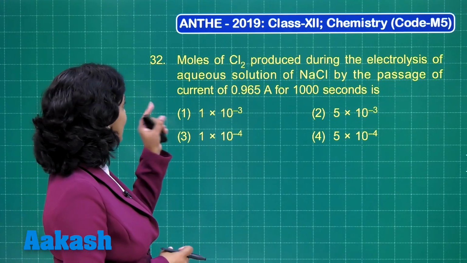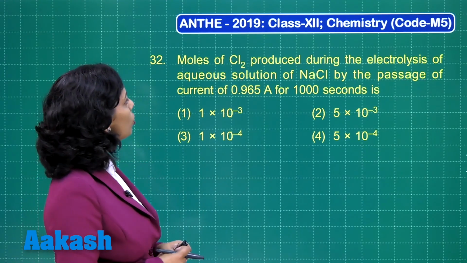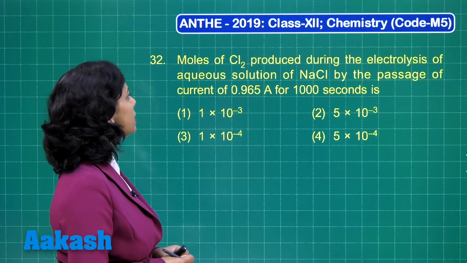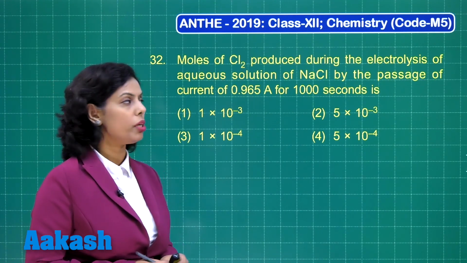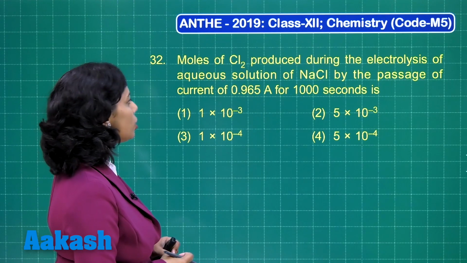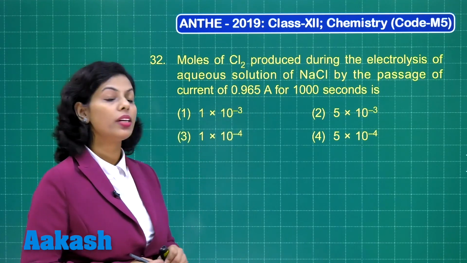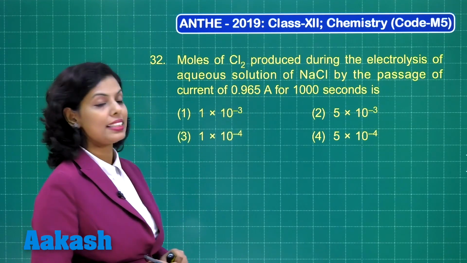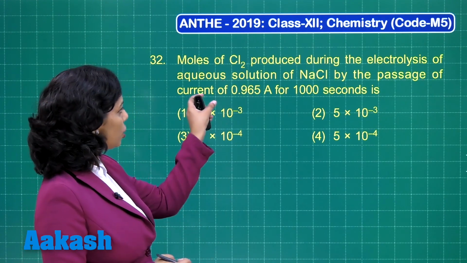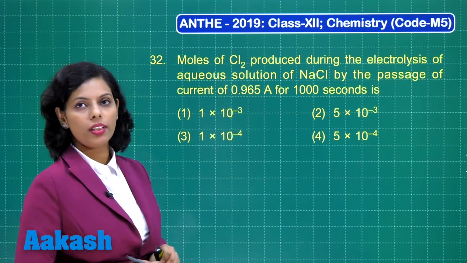Now students, here's the turn for question number 32. Moles of chlorine produced during the electrolysis of aqueous solution of sodium chloride by the passage of current of 0.965 ampere for 1000 seconds is. In this question, current you have, time you have, and what's the process?